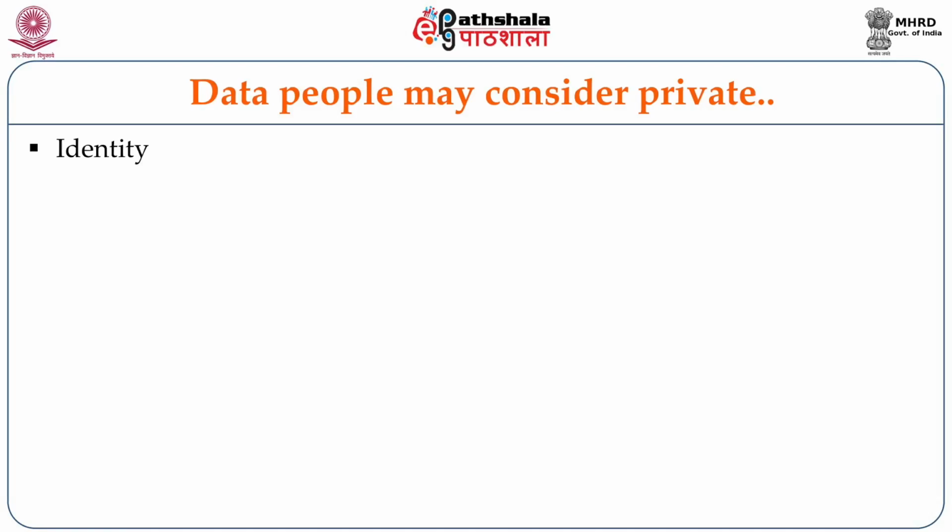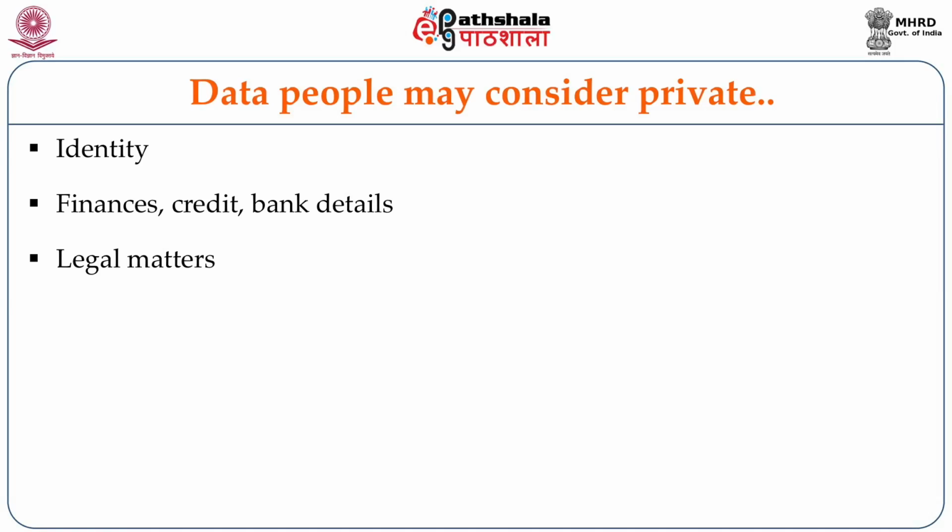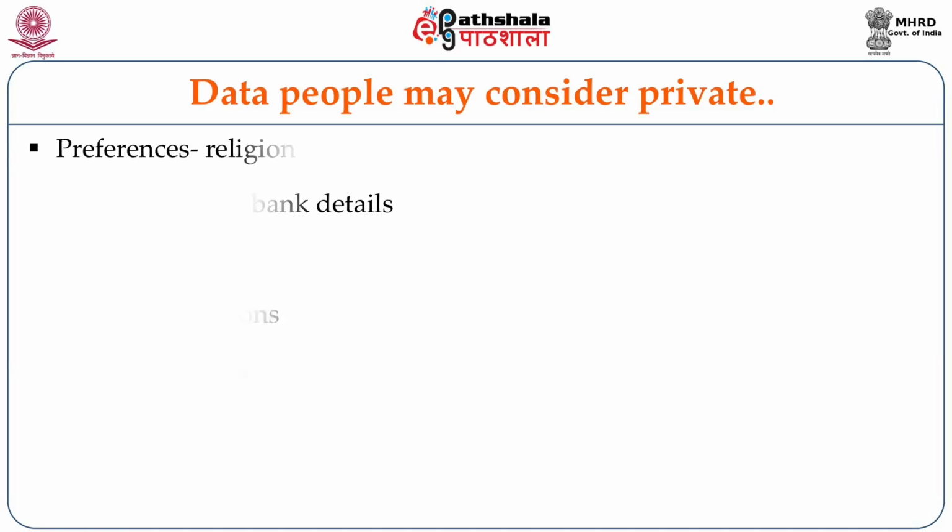Such as identity, the ownership of private data, the ability to control its disclosure, finances, credit and bank details, legal matters, medical conditions, drug use, DNA, genetic predispositions to illness, voting opinions, membership in advocacy organizations. There are certain preferences of religion, biometric physical characteristics, polygraph results, fingerprints.